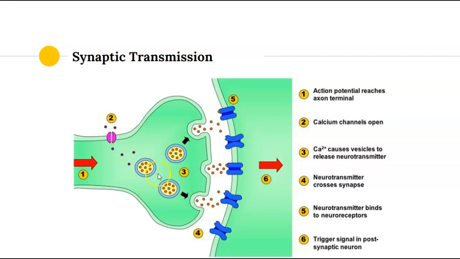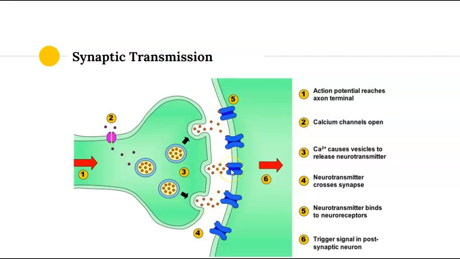So the vesicles that are formed will go to the ends of the motor end plate, or the ends of the neuron, reach the membrane at the end, and release those neurotransmitters, which are these orange dots. Those neurotransmitters will cross the synapse. They will bind to the neuroreceptors on the second neuron. So each of these green things is a separate neuron. So this is like the dendrite of a second neuron.